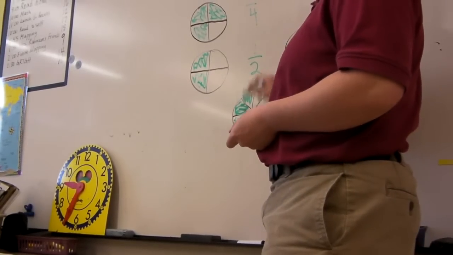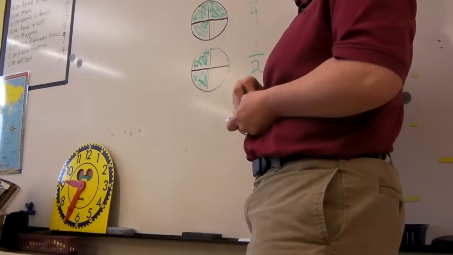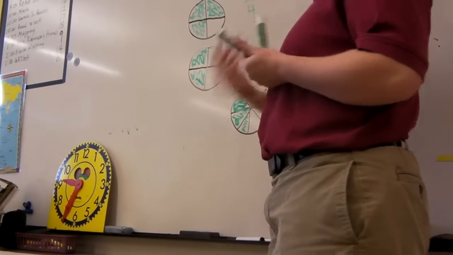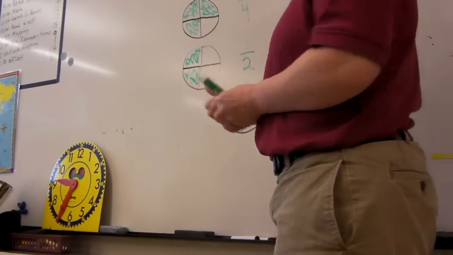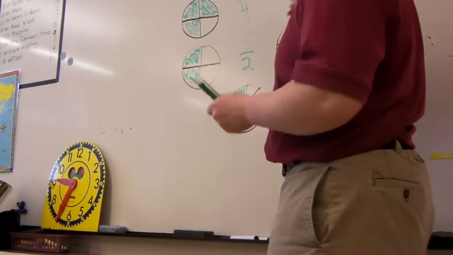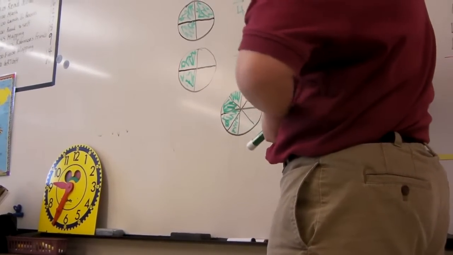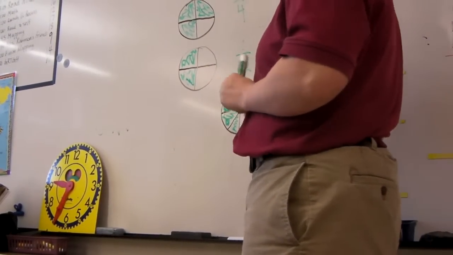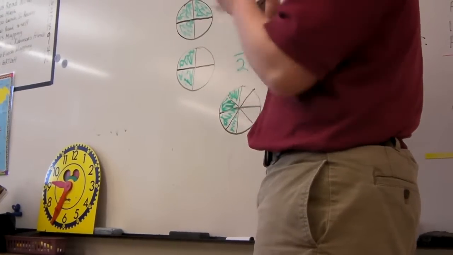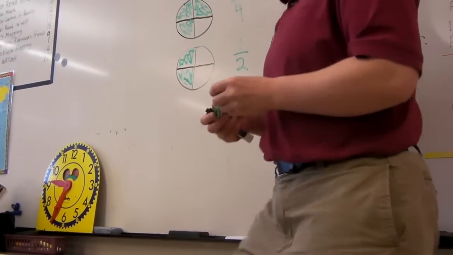Do you see how it still comes out to 1/2 no matter how many pieces it is? Because it's 1 out of 2 that gets shaded. Alright, so sometimes that's tricky, but that's the basic idea of how we shade in fractions and how we determine what fraction of something there is. Are there any questions?